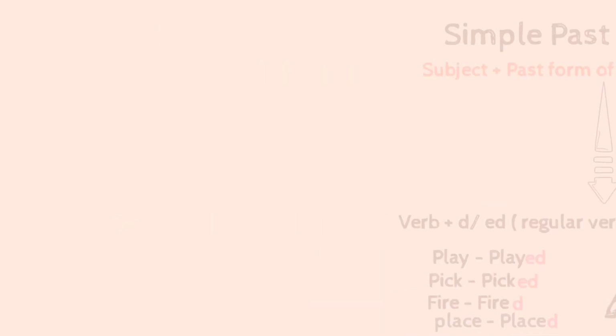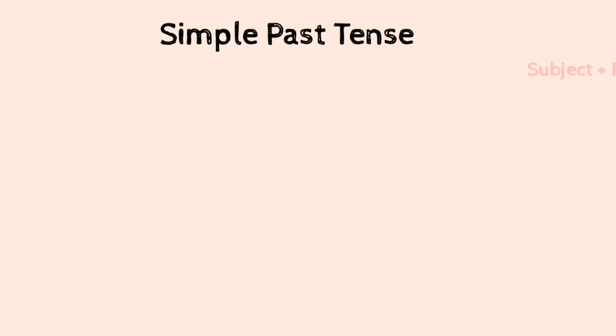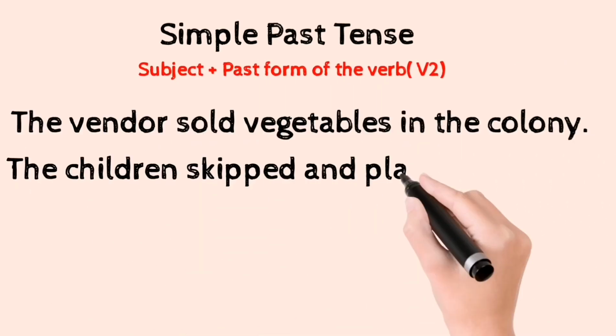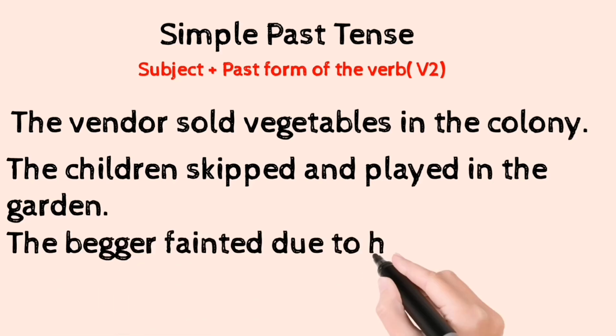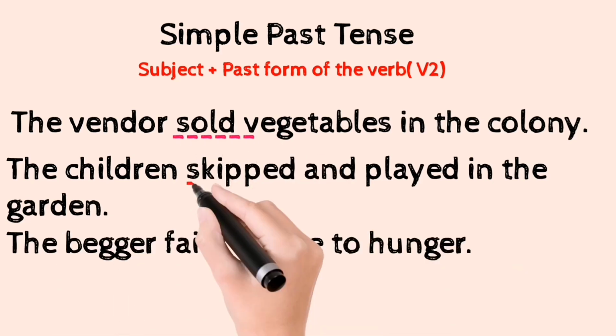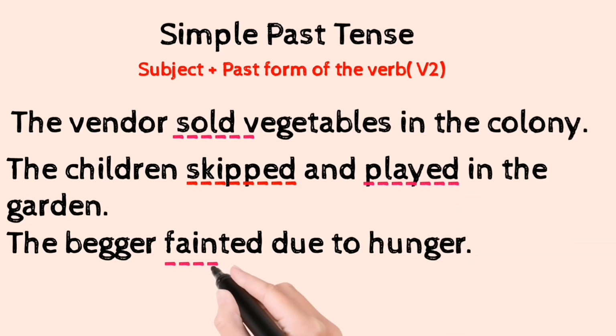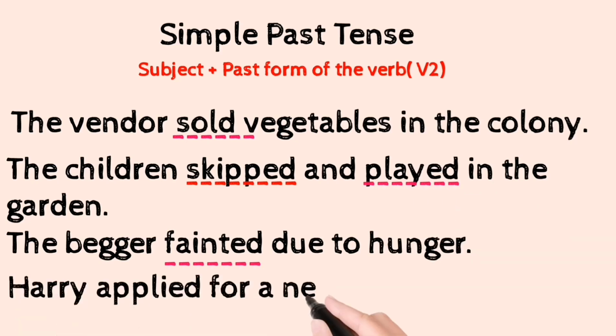Here are some example sentences for simple past tense. The vendor sold vegetables in the colony. The children skipped and played in the garden. The beggar fainted due to hunger. In these examples, you can see the usage of simple past form of the verbs.